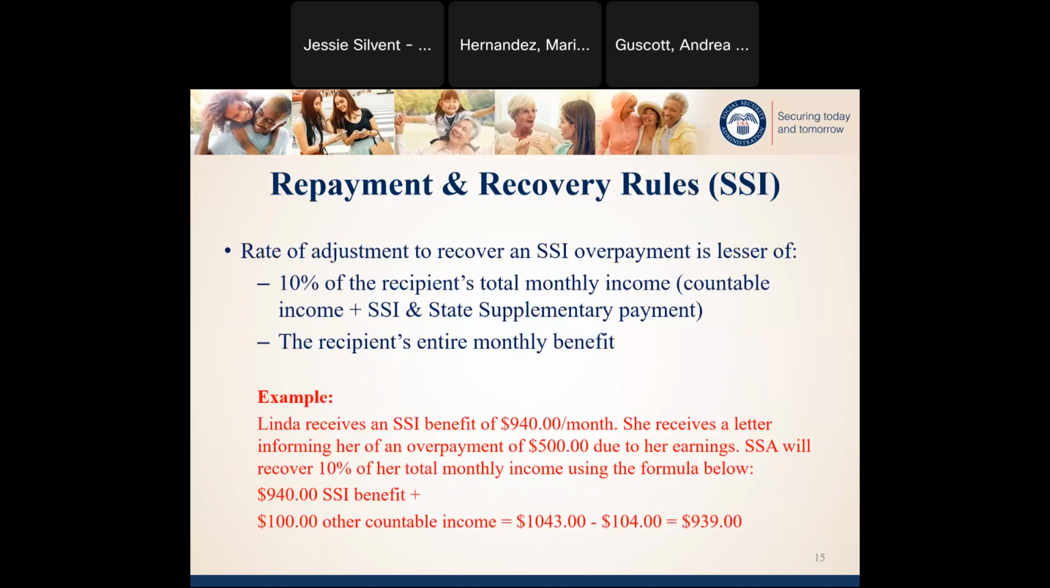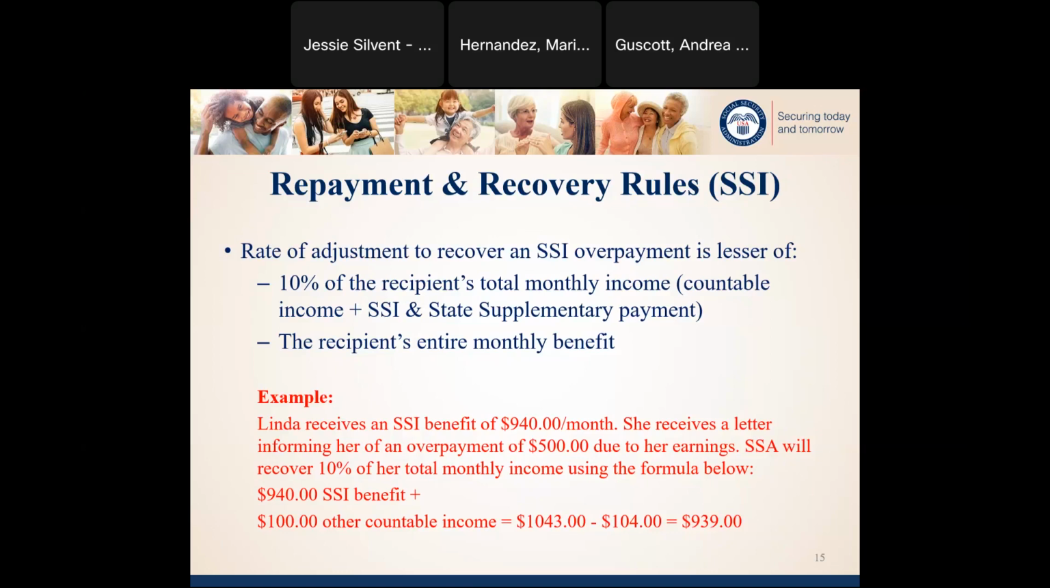So for overpayments that occur under the SSI program, the rules are very similar. Now, the rate of adjustment to recover an SSI overpayment is the lesser of 10% of the recipient's total monthly income. So the total monthly income is their countable income plus SSI and state supplementary payment, or their entire monthly benefit. So the lesser of those two.